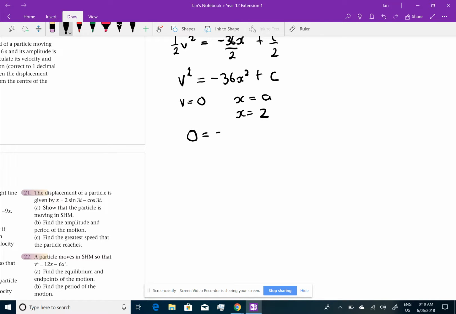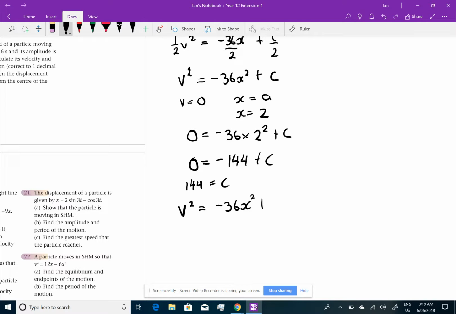So 0 equals minus 36 times 2 squared plus c. Okay, that's 4 times 36, 144. Negative 144 plus c. 144 equals c. So therefore, v squared equals minus 36x squared plus 144. Let's rewrite that the other way: 144 minus 36x squared. And that's what v squared is. Now, if we square root that, we get our velocity in terms of x.